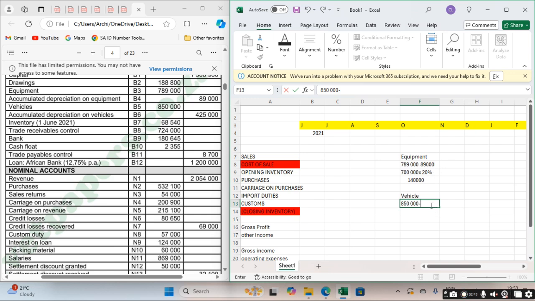So we need to remove the 200,000. You need to remove it, and then you will calculate it separately. So when we say 850 minus that 200, we will be left with 650. This amount is the total amount of vehicles that has been in the business for a total of what? Of 12 months.